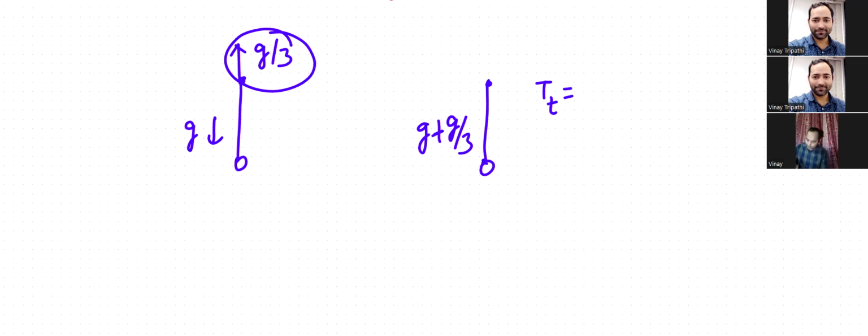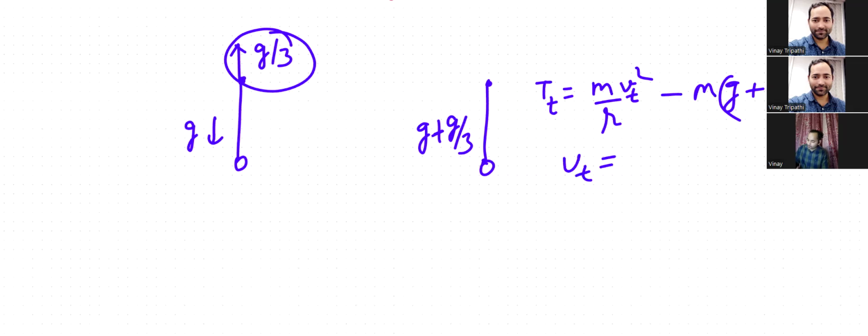जो पहले किया था वही करते हैं ना. mv square by r at the top minus mg, right? Now it is going to be m into g plus g by 3. Okay. So here basically you'll equate it to 0. V top is going to come as root of 4 gr by 3.